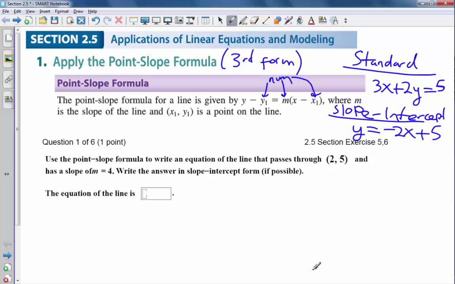So, let's read the question. Use the point-slope formula. First thing you're going to do is get this formula from your cheat sheet: y minus y1 equals m times x minus x1. I'm using that to write the equation of the line. So I need to find y1, x1, and m. They are giving me a point with two coordinates, 2 and 5, and a slope. There you go, I have three numbers in my hand. All I need to do is substitute them back in place. This is a really easy one.